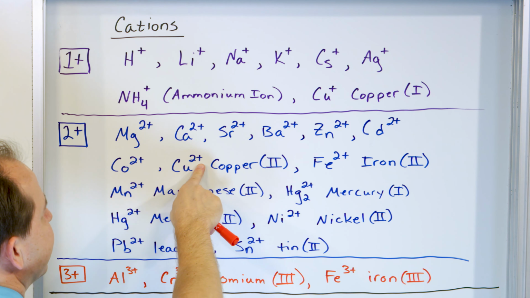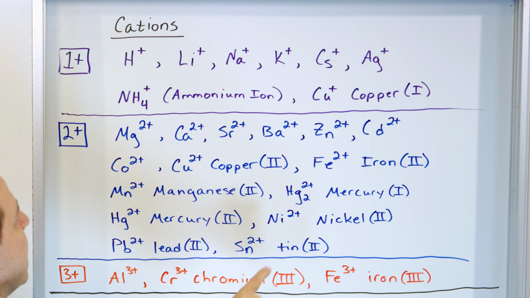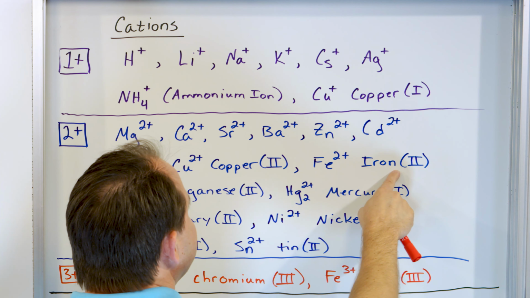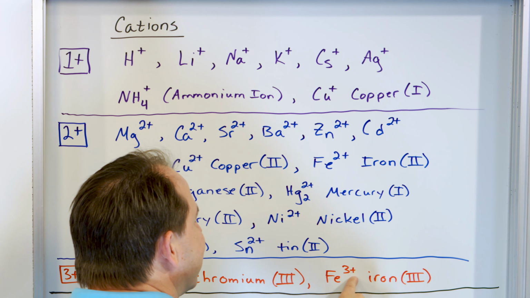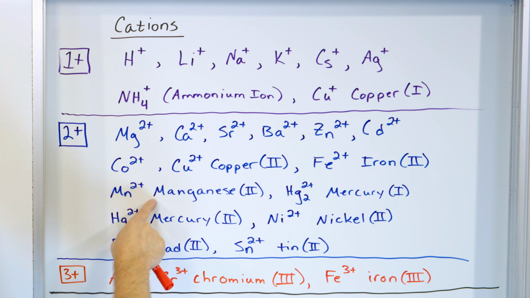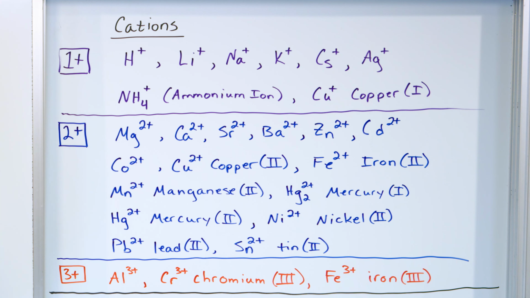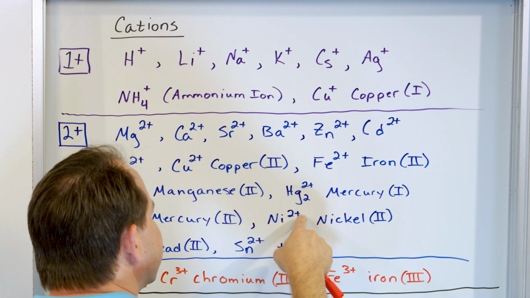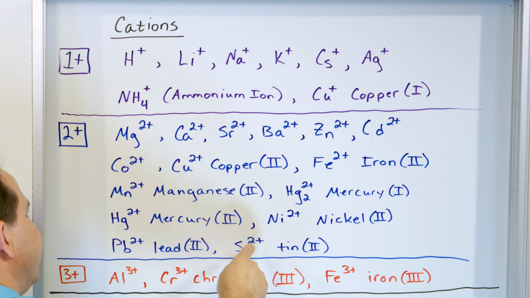Copper forms a +2. We call it copper 2 to denote it differently than copper 1. Iron can form a +2, so we call it iron 2. That's to differentiate it from iron 3, because iron can lose 3 electrons or it can lose 2 electrons. Manganese can lose 2 electrons, but we denote it manganese 2 because there are other ions of manganese as well. Nickel can have a +2, lead can have a +2, tin can have a +2, and we call them the same thing. Nickel 2, lead 2, tin 2.